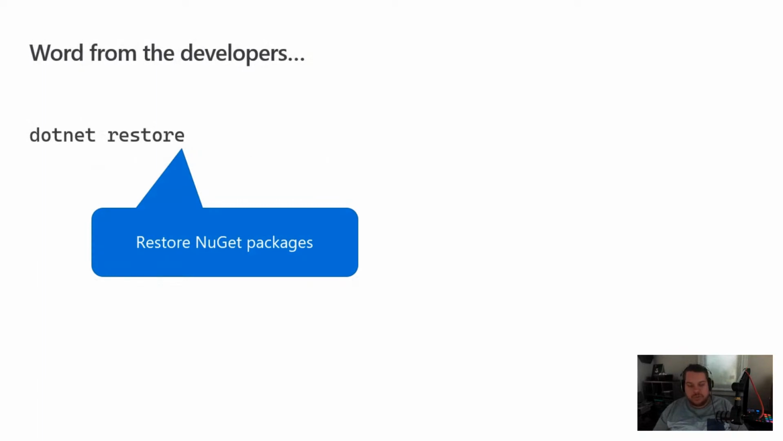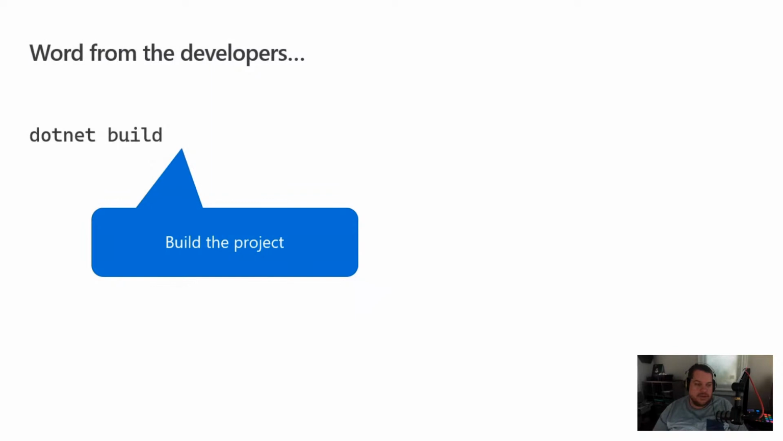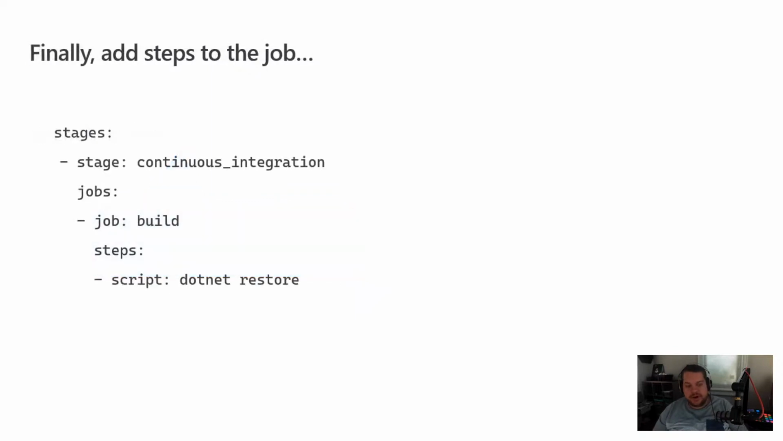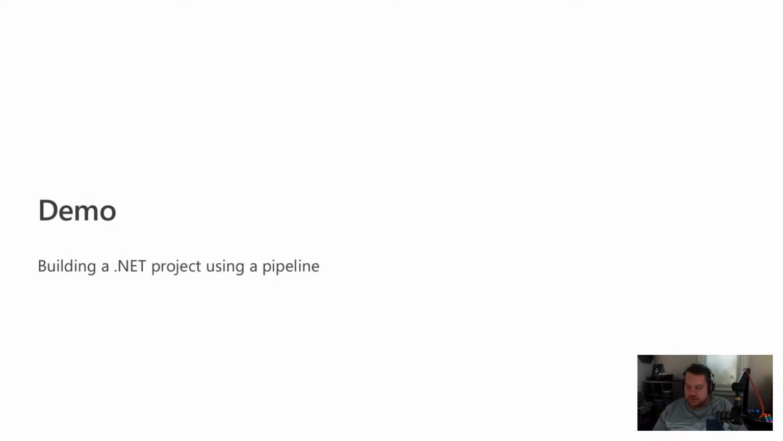dotnet restore will restore a NuGet package. dotnet build will build our project. And that's how we do a build. So let me show you what that one looks like. Here's what I'm going to do.